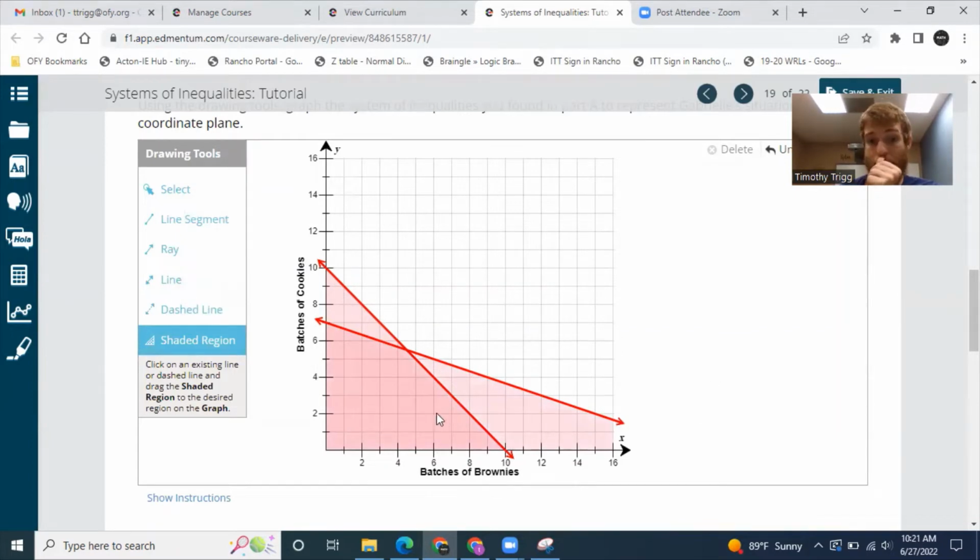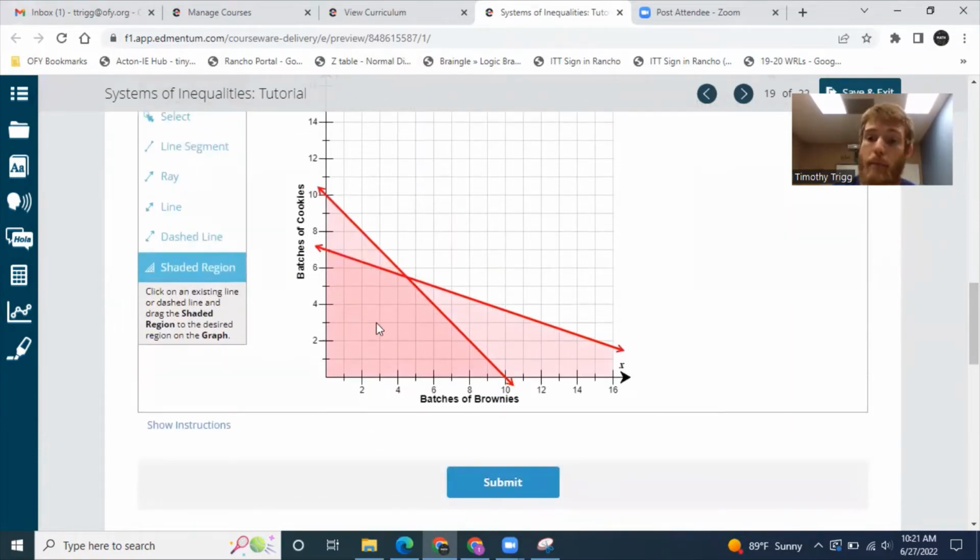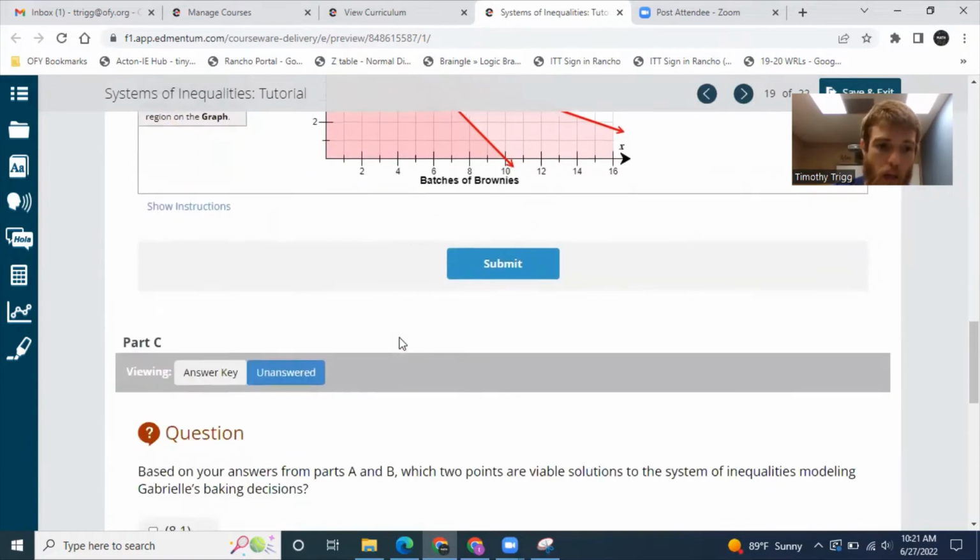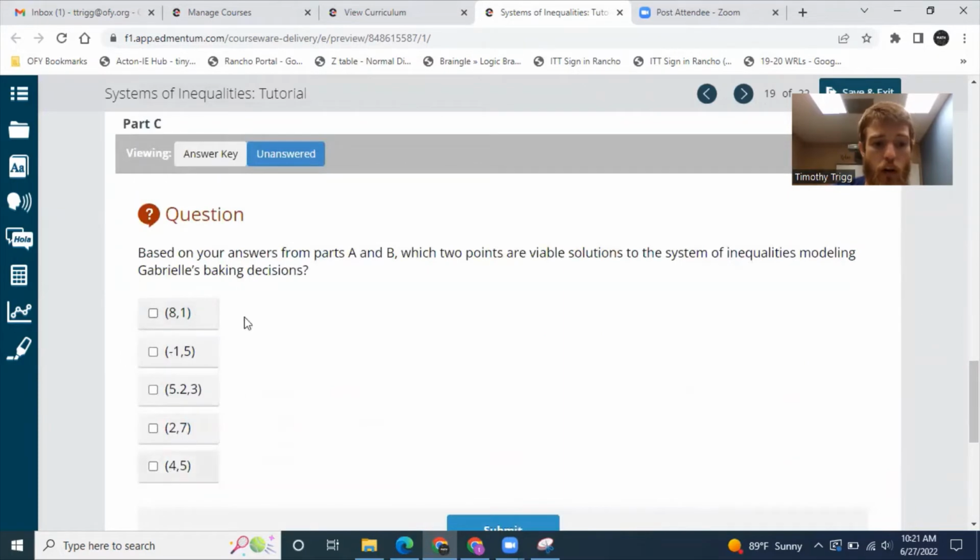So now look at this double shaded region. This is our solution set. So for example, any point in this solution set is a possible number of batches she could make, right? So for example, she could make 4 batches of brownies and 2 batches of cookies. That's a possible solution, right? So which of these points are in our solution set?